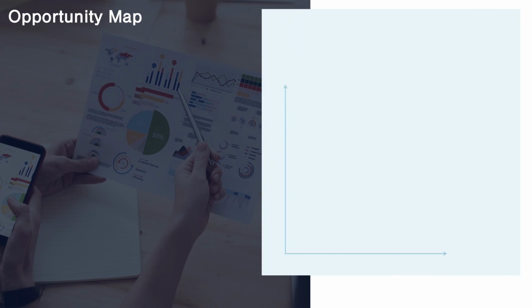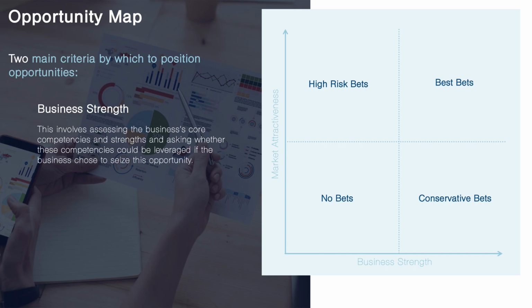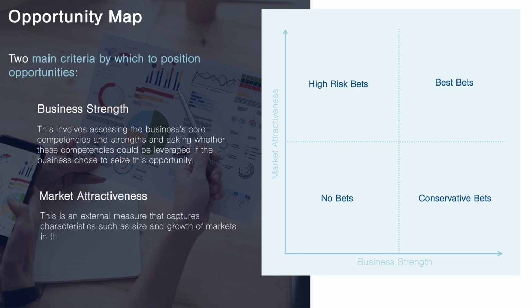Once you have defined your opportunities, it's time to prioritize them so you can better focus your efforts. An opportunity map is a tool that makes prioritizing opportunities easy. It includes the following criteria: business strength and market attractiveness. Business strength involves assessing the business's core competencies. Here you'd ask, could these competencies be leveraged if the business chose to seize this opportunity? Market attractiveness is an external measure that captures characteristics such as the size and market growth of the opportunity, the intensity of competition, margins earned, and the potential for developing innovation.